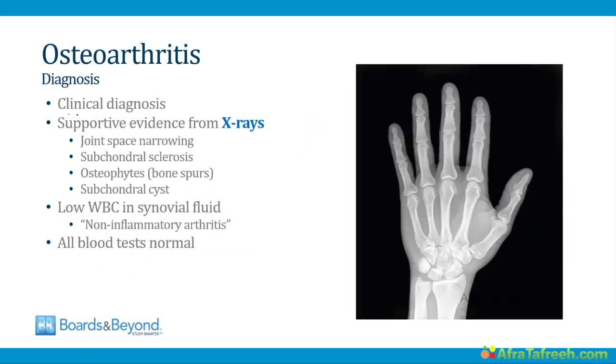The diagnosis is clinical. If a patient has classic features, you don't need to order any tests and you can begin treatment. But there are supportive findings that you can see on X-ray. These include all of these things right here, and I'll show you a picture of these in the next few slides. An arthrocentesis is usually not done, but if it is done, there will be a low white blood cell count in the synovial fluid because, as we talked about earlier, this is a non-inflammatory form of arthritis. And then lastly, all blood tests are normal. There are no blood test abnormalities expected in OA.